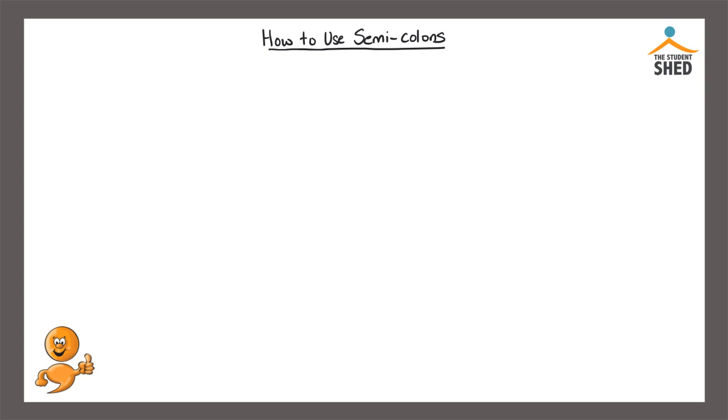Hello students, today we're going to learn how to use semicolons. A semicolon looks like a comma with a period at the very top of it. And this is a good way to remember what it does. A semicolon creates more separation between your thoughts than a comma would, but less than what a period does.